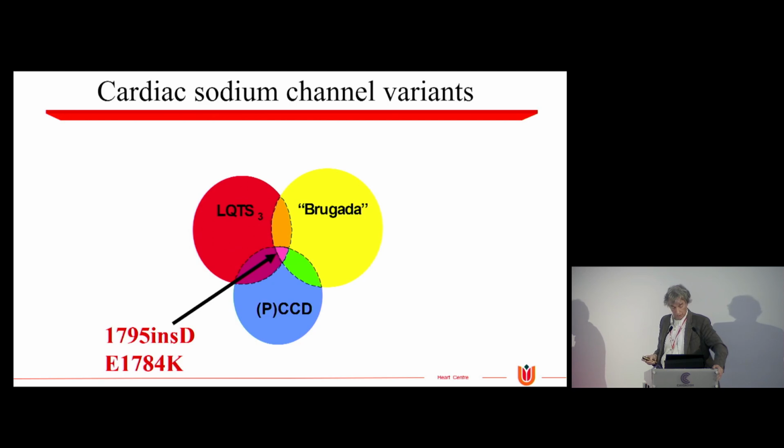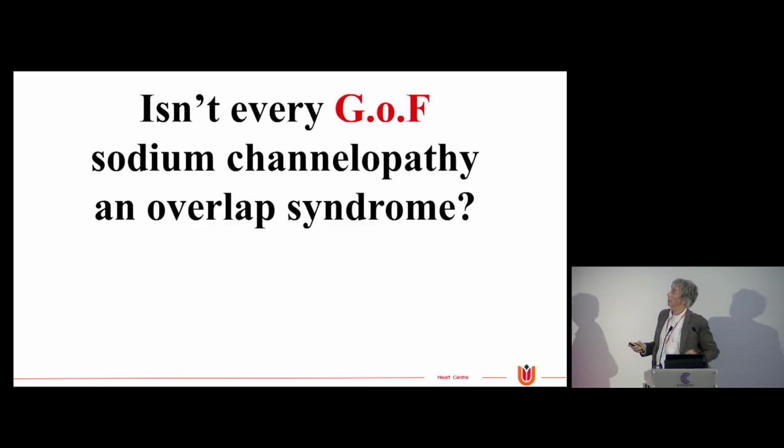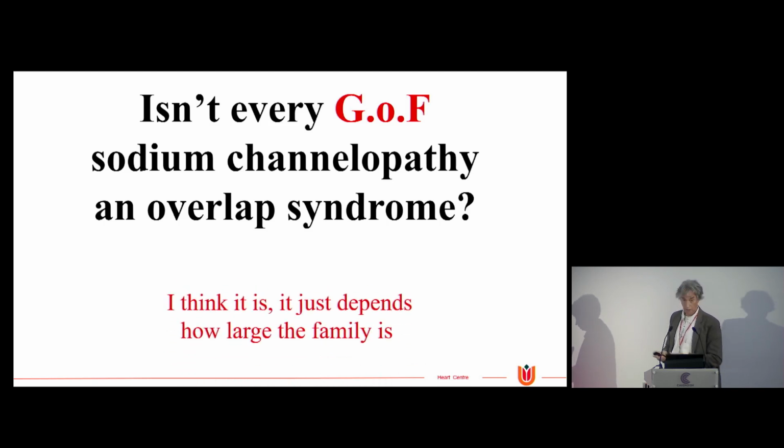But also this variant on position 1784 is a classical overlap syndrome variant. And I think you can actually ask the question whether every gain of function sodium channel neuropathy is an overlap syndrome. And actually, I believe it is. It just depends how large your family is.